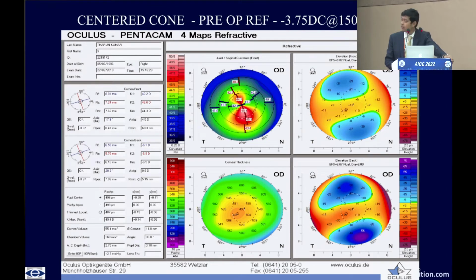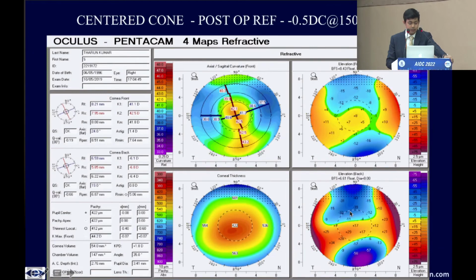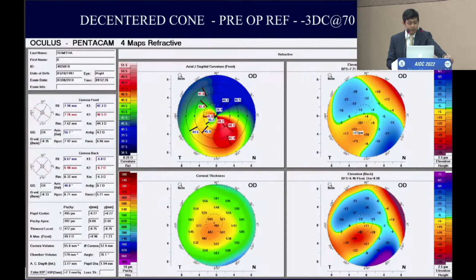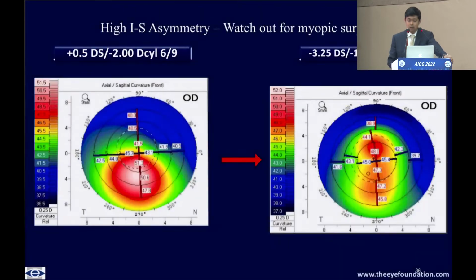Now this is a patient with a very ideal centered cone preoperatively. You can see it is very well centered, and this patient had a very good outcome after the topo-guided PRK. Just a couple of quick examples, numerous such cases. Decentered cone. Again, it also works well in certain carefully selected patients where the decentration is not very high, and this is just one such patient who had a good outcome.